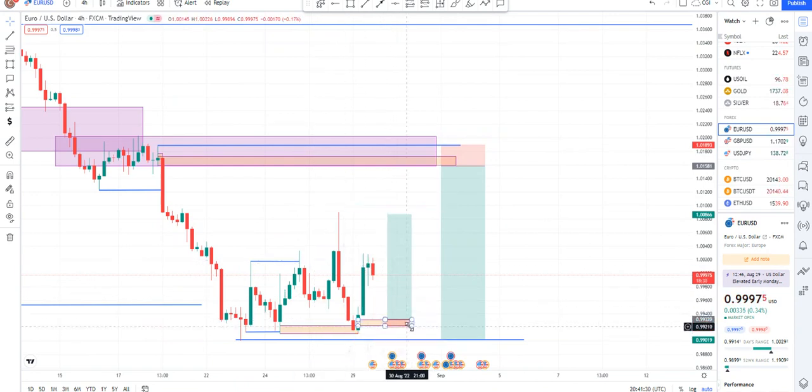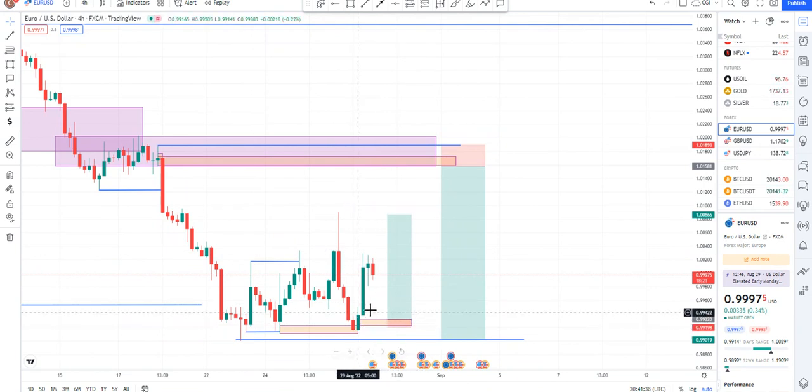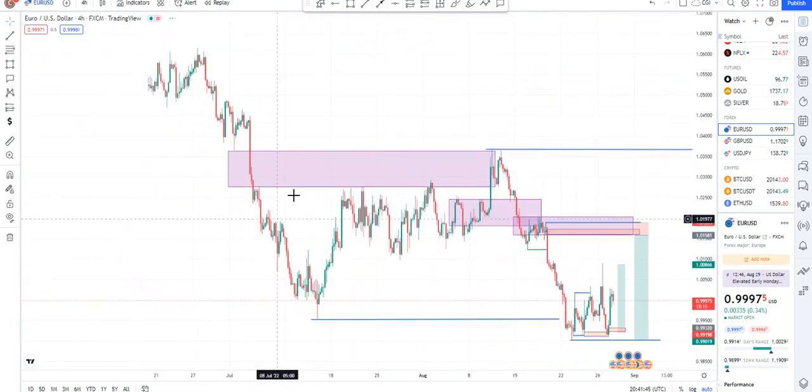Probably this one will form this week. This one might take a while, but it might not. I'm not too sure. But this one I'm definitely looking forward to if it plays out. So yeah guys, that's basically the breakdown on how you navigate the chart.